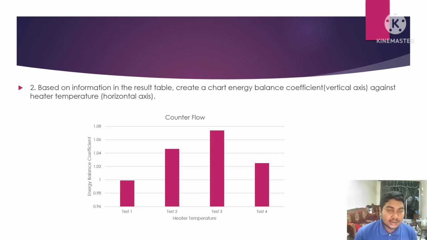Based on the information in the result table, we can create a chart of energy balance coefficient on the vertical axis against heater temperature on the horizontal axis. So this graph is about the counter flow. On test 1 we get 1. On test 2 we got 1.05, and we get the highest on test 3, that is 1.07, and it drops on test 4 to 1.03.